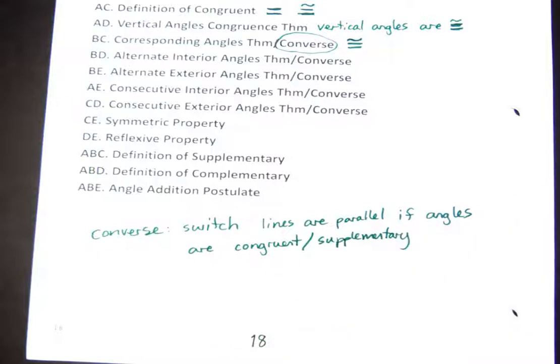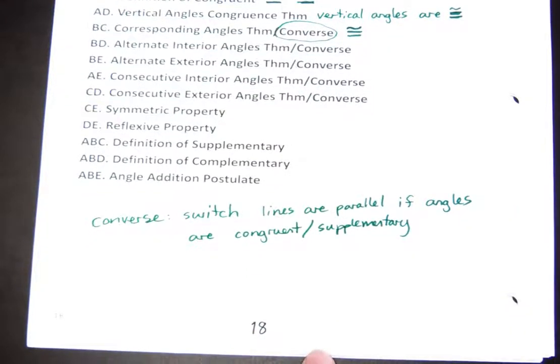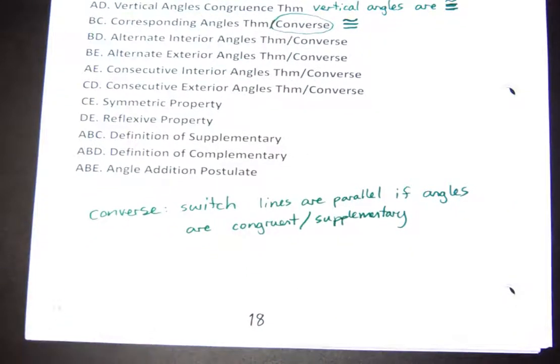And we'll look at the diagrams on the next pages, but that's the basic idea. Anytime you see a converse saying, hey, if these two angles are congruent, does that mean the lines are parallel? Then you'd be using the converse statement.